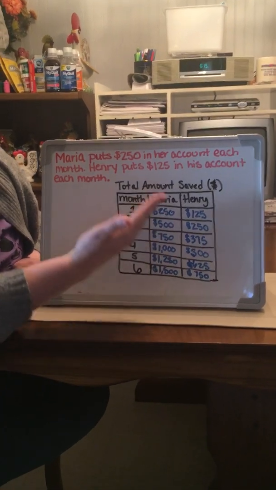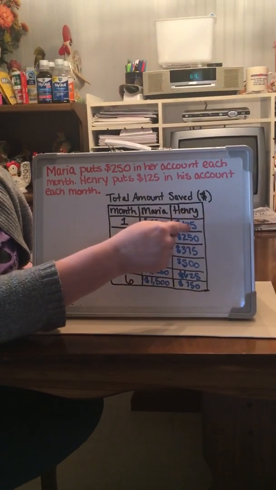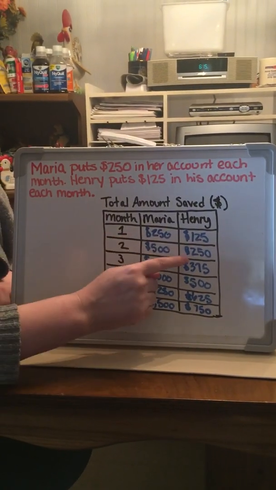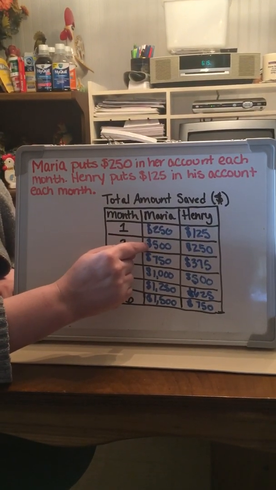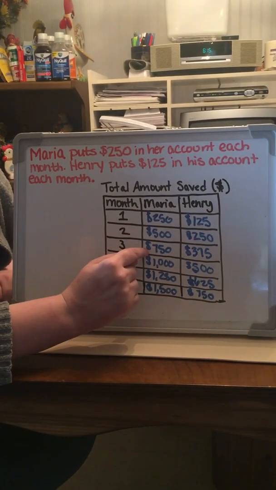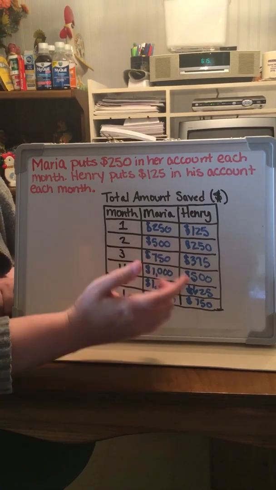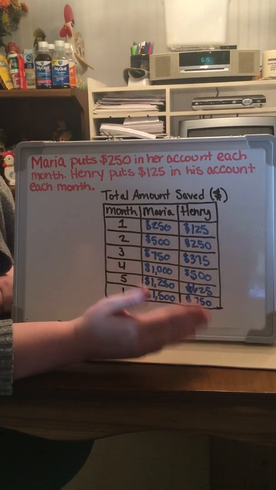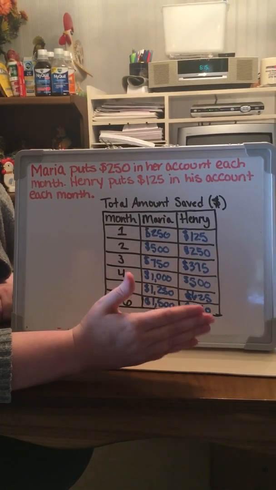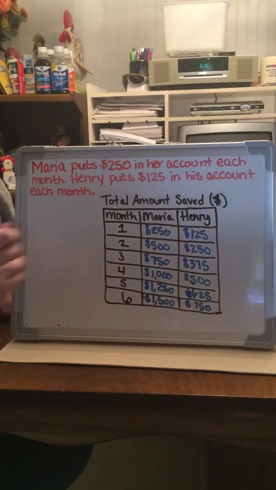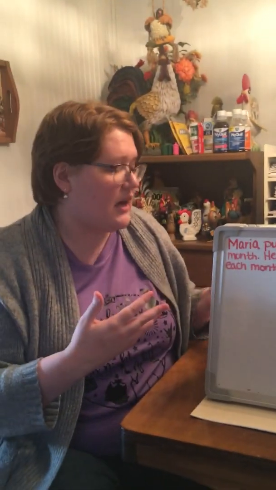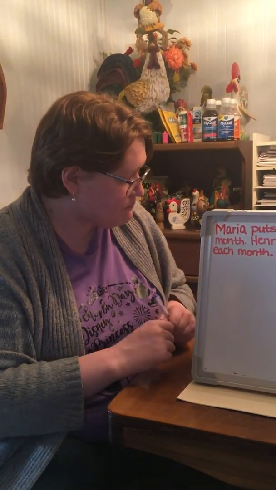And so let's see if that relationship holds all the way through. Is 125 half of 250? Yes. Is 250 half of 500? Yes. Is 375 half of 750? Yes. So what we can say is the relationship is Henry is only saving half of what Maria is. Or Maria is saving 2 times as much as Henry is. That's the relationship between Maria and Henry in this equation.